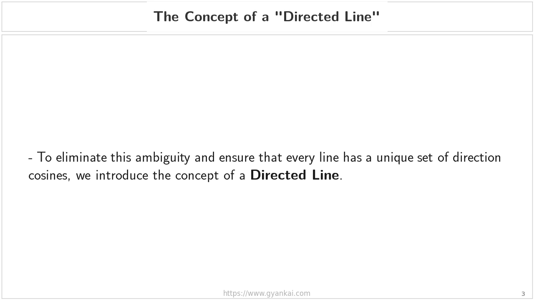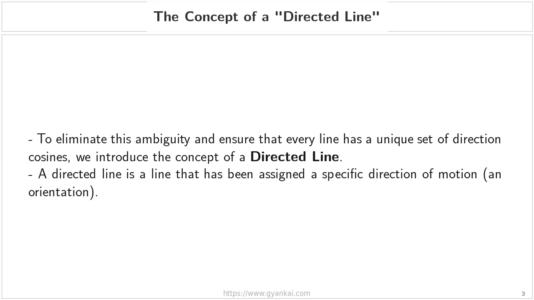The concept of a directed line. Now, you might be wondering, how do we solve the problem of having two different sets of angles for the same line that we just discussed? To eliminate this ambiguity and ensure that every line has one, and only one, unique set of direction cosines, we introduce a new concept called a directed line. Think of a directed line as a line that has been assigned a specific direction of motion, or what we call an orientation. It's no longer just an infinite path. We've essentially placed an arrow on it to show which way is forward.